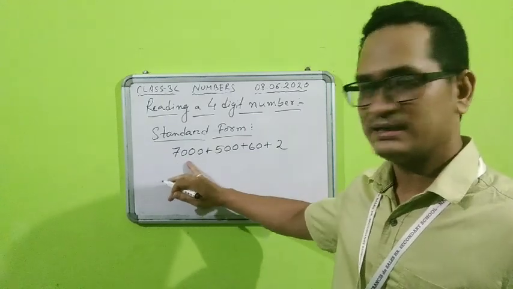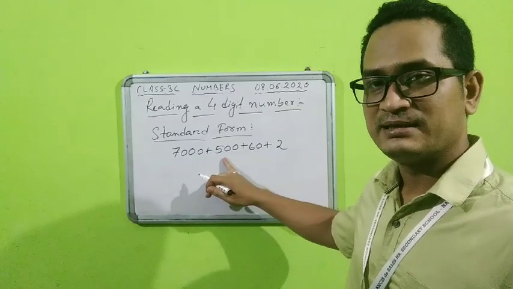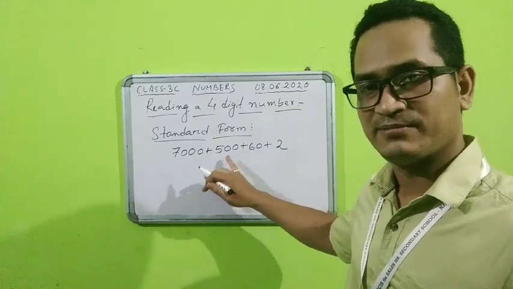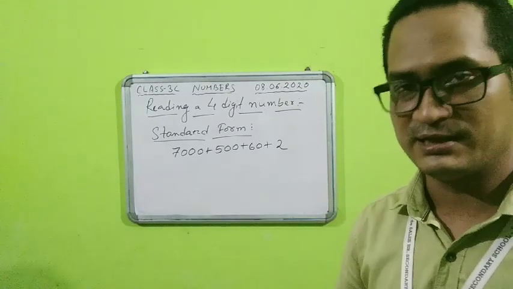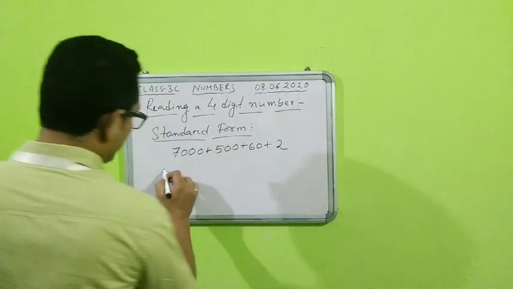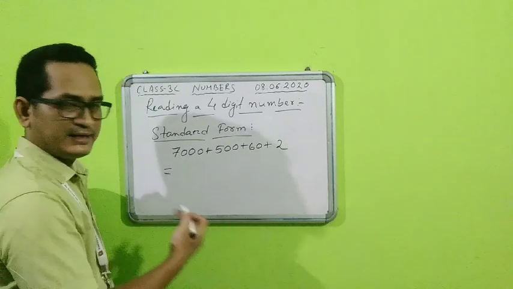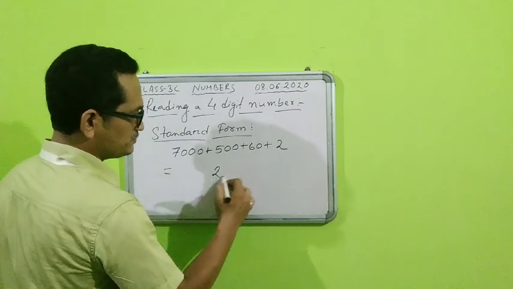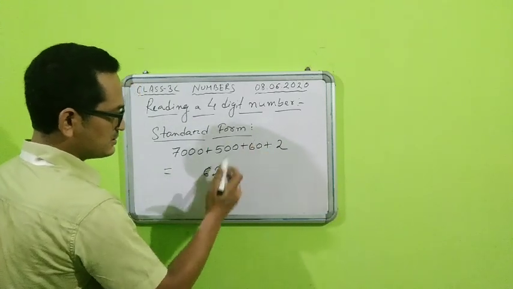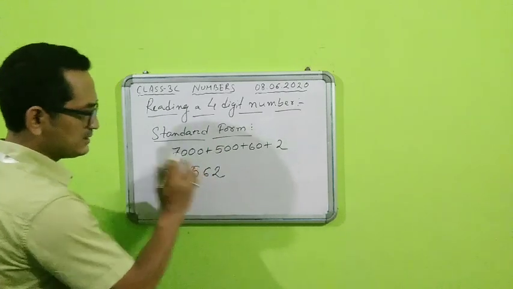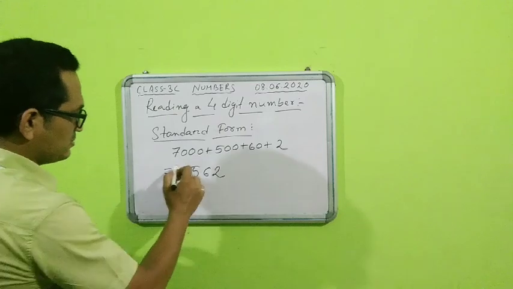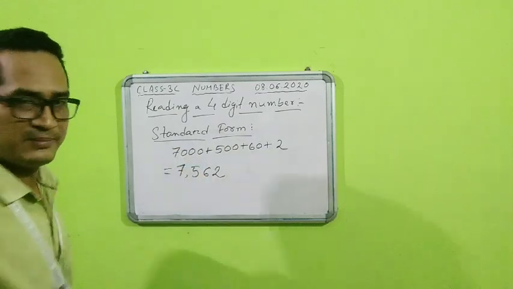7 is in the 1000 place, so that's why 7000. 5 is in the 500 place, that is why 500. 6 in the tens place, so say 60, and 2 is in the ones place, so that is why only 2 itself. So if I have to write it, you can start from the right hand side. What is the ones place? That is 2. What is the tens place? That is 6. What is in the hundreds place? 5, so that is 5. And what is in the thousands place? That is 7, so that is 7. So put the comma and separate them.